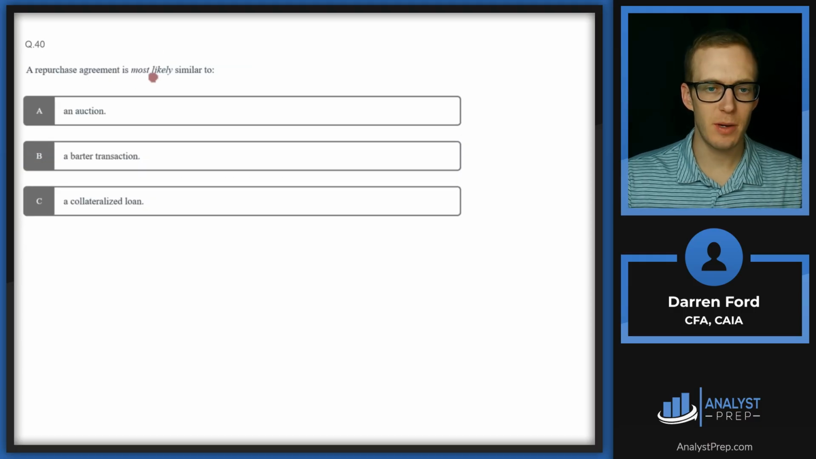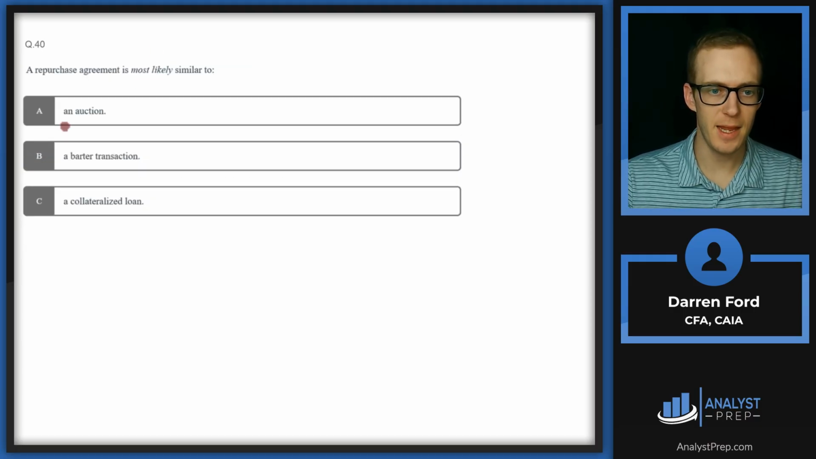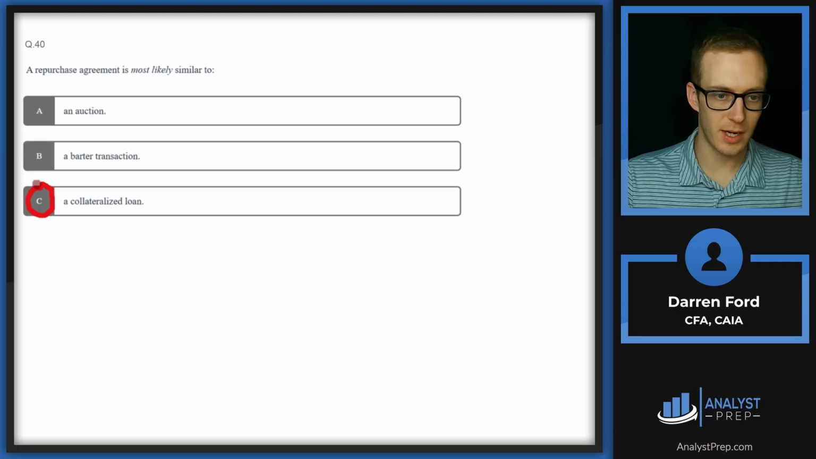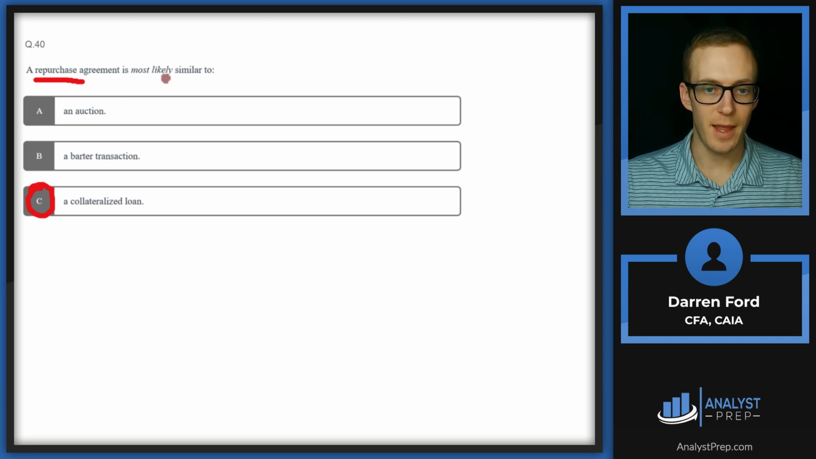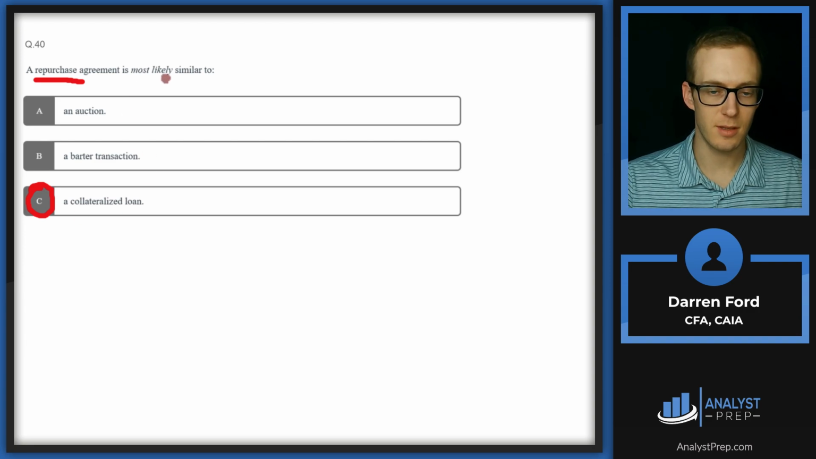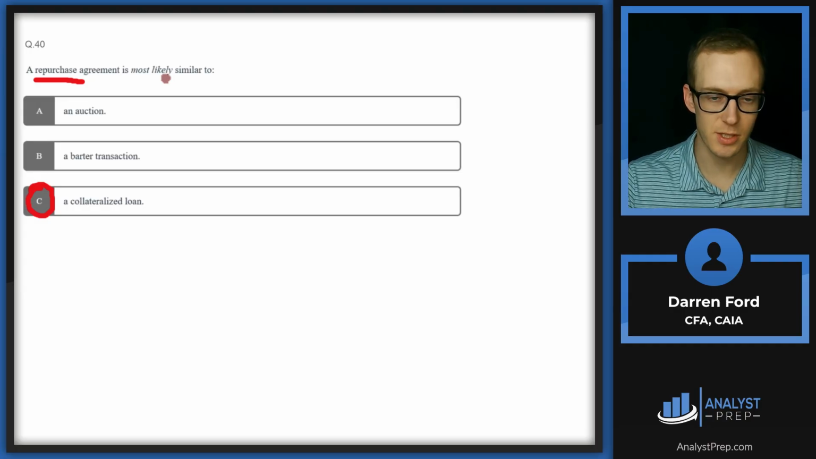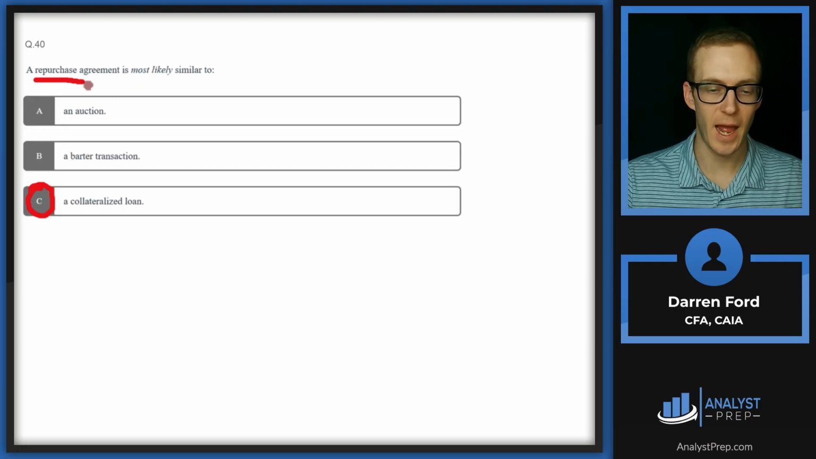Answer B. A repurchase agreement is most likely similar to A, an auction, B, a barter transaction, or C, a collateralized loan. This one's going to be answer C, collateralized loan. A repurchase agreement is right there in the name. Essentially what you're doing is I'm giving the lender a security. That's the collateral part of this collateralized loan. And then the lender is giving me money. And then I'm essentially agreeing to repurchase that security back, or the collateral, at some higher rate.